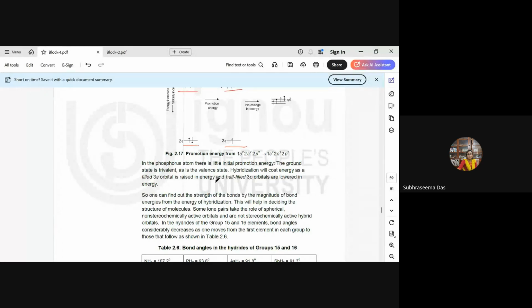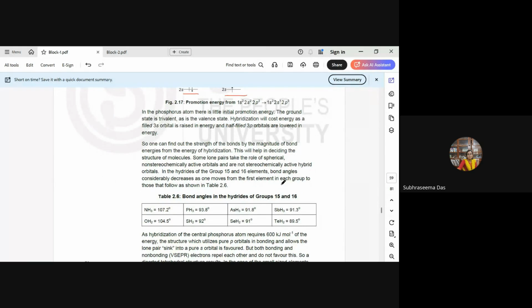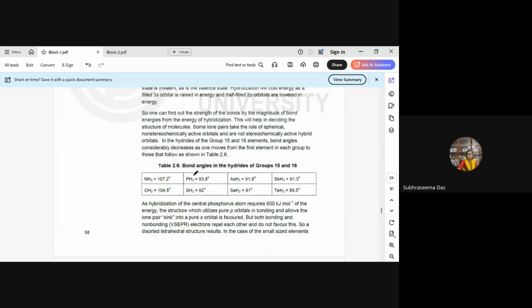as a filled 3s orbital is raised in energy, and the half-filled 3p orbitals are lowered in energy. So one can find out the strength of the bonds by the magnitude of the bond energy from the total energy of hybridization. In table 2.6 we can see the bond angles in the hydrides of groups 15 and 16, between NH3, PH3, AsH3 and SbH3. We see the bond angle considerably decreases as we move down the group, as you can see in this table.